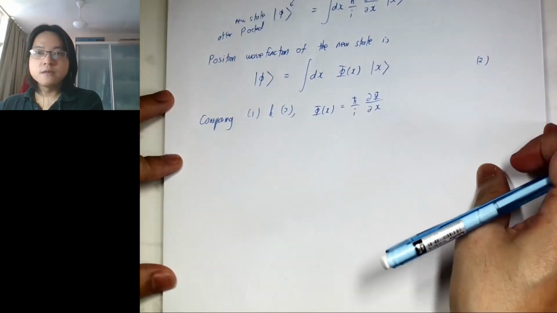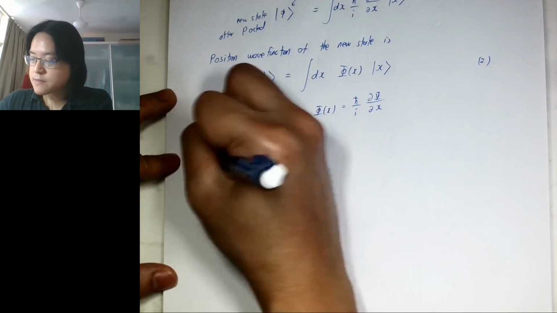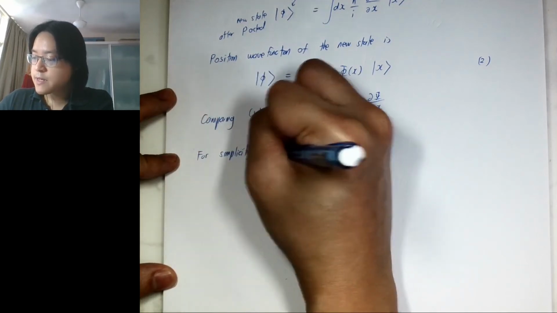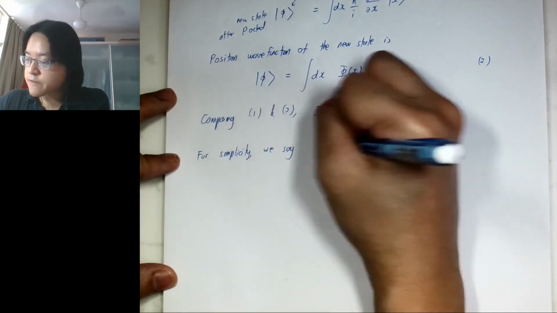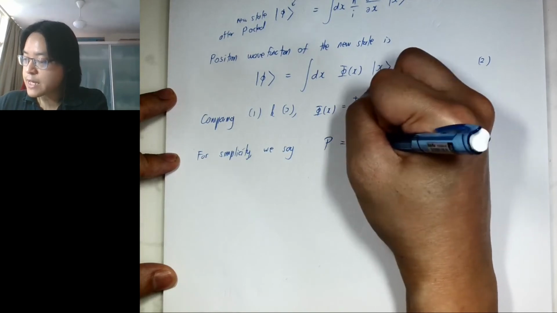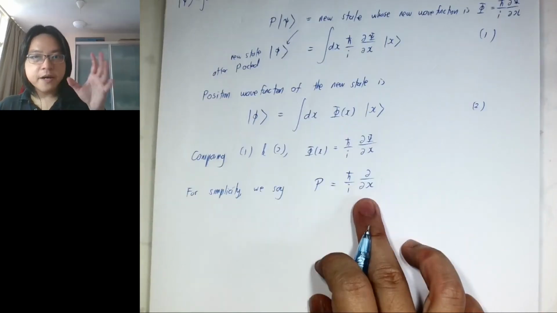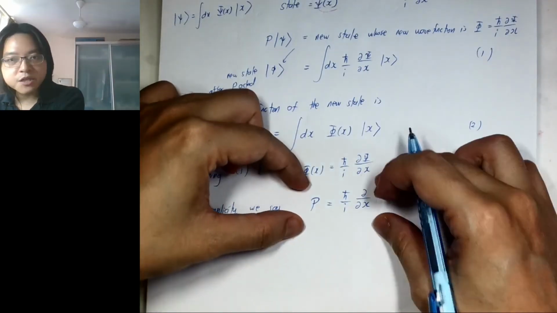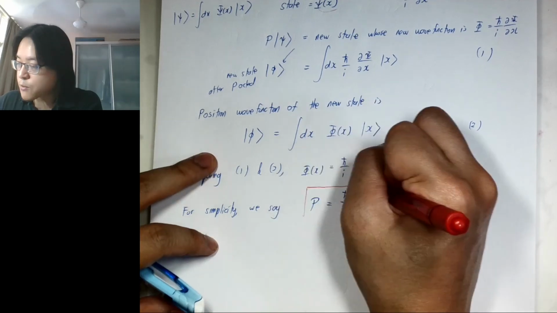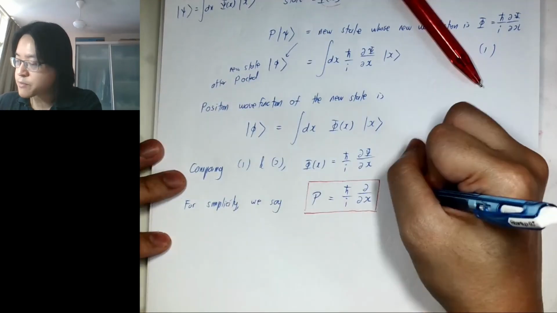So for simplicity, we can write this as: the action of the operator P is h bar over i and then partial x. This is a very common equation that you will see a lot in quantum mechanics textbooks. This is my momentum operator. This is what we call the momentum operator.